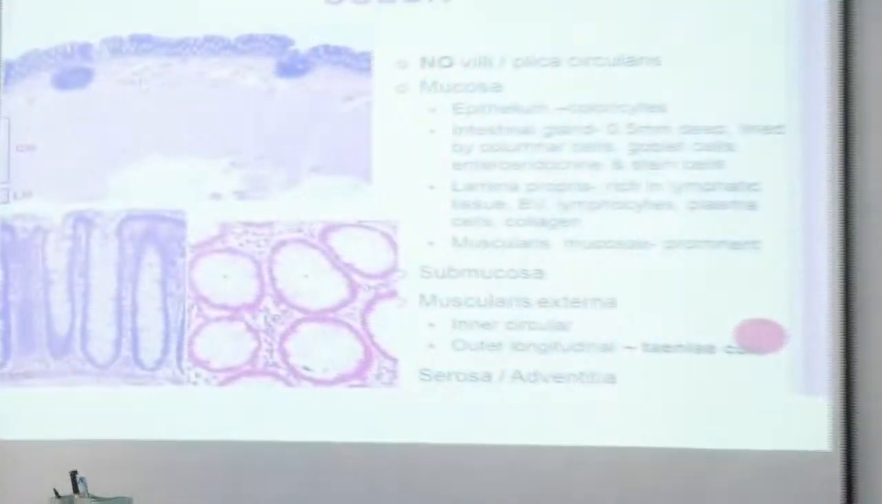Okay, so how will the lumen be? How about the lumen? Lumen would be larger and it would be circular, it will not be irregular, it will be a regular lumen. Okay, so we are not having the picture. So see, this is the large intestine.